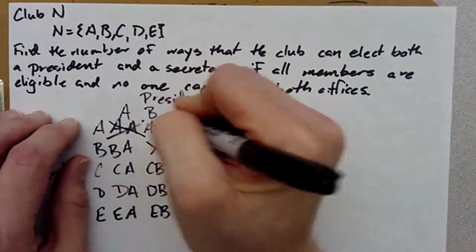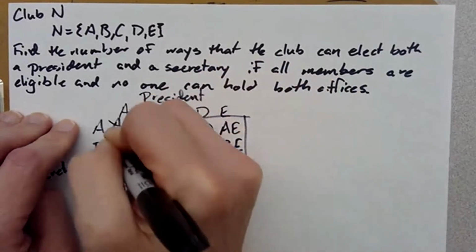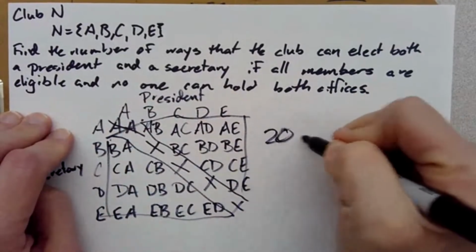In other words, we have 10 possible combinations here and 10 here, for a total of 20 ways.